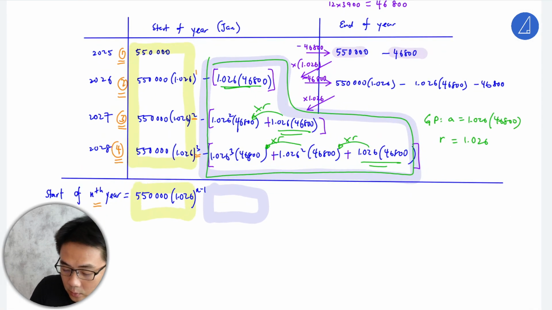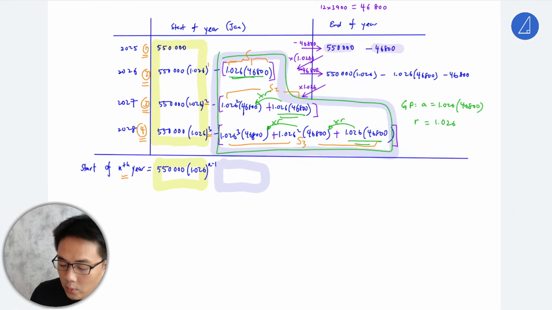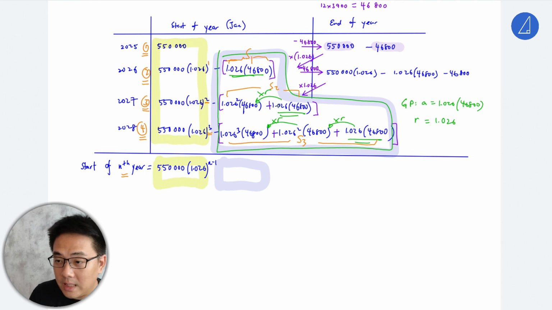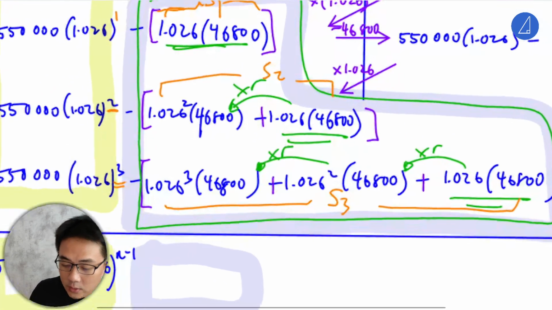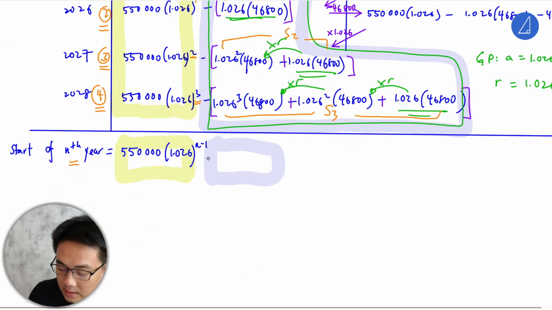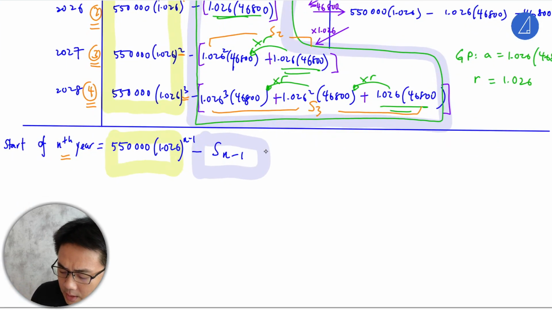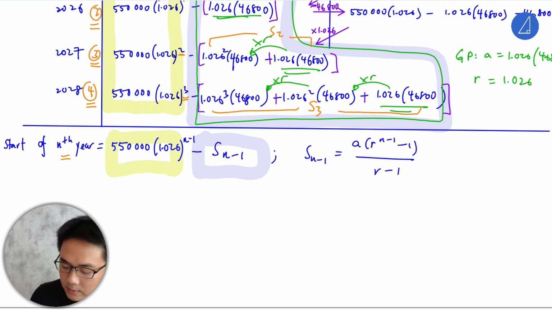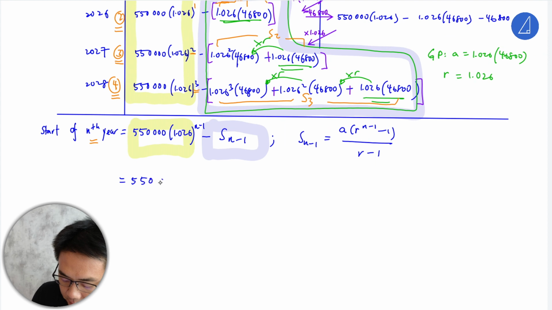This case here is not too bad because this is S1, the sum of one term. Here there are two terms, so you sum two terms, and here three terms, so you sum three terms. So when this is 2, this is the sum of one term. When this is 3, this is the sum of two terms. And when this is 4, the sum of three terms. In other words, if it's n, this is S(n minus 1), because it's one term less. Then you can just use the GP formula where S(n minus 1) is a(r^(n-1) minus 1) over r minus 1. So I'm going to write this as 550,000 times 1.026 to the power n minus 1, and a will be 1.026. This is my a.